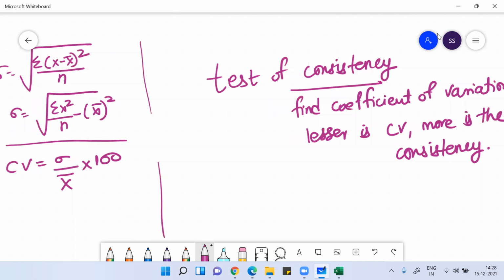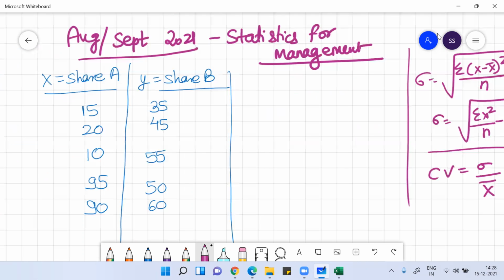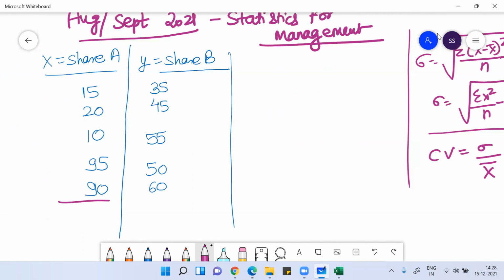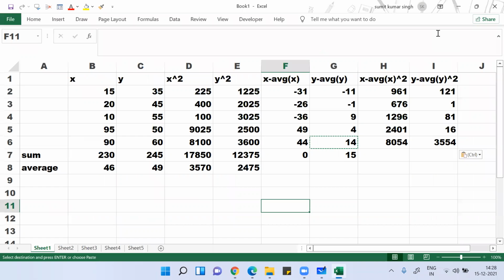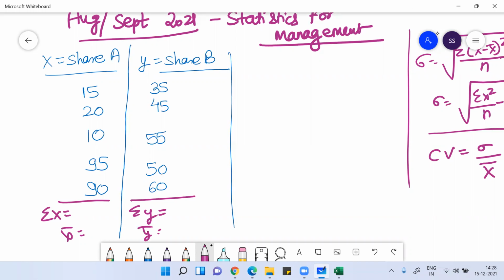So here, two shares are given, A and B. The sum of x is 230, the sum of y is 245. Total 5 data points are there, so the average of x would be 46 and the average of y would be 49. So you got the sum of x and the sum of y.